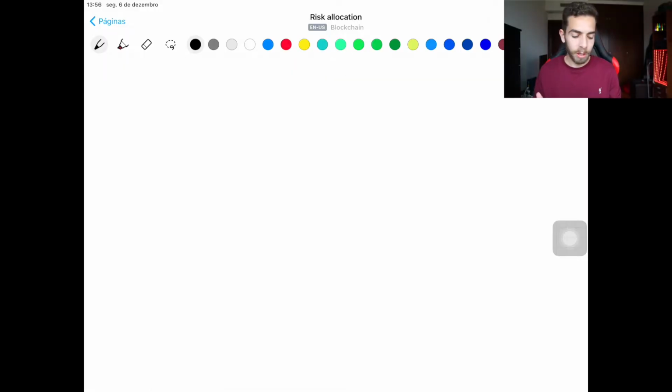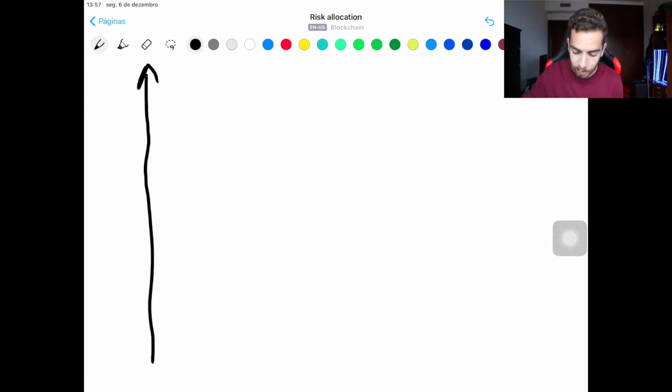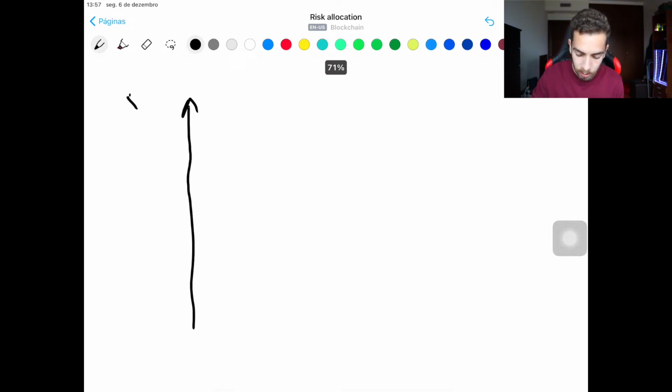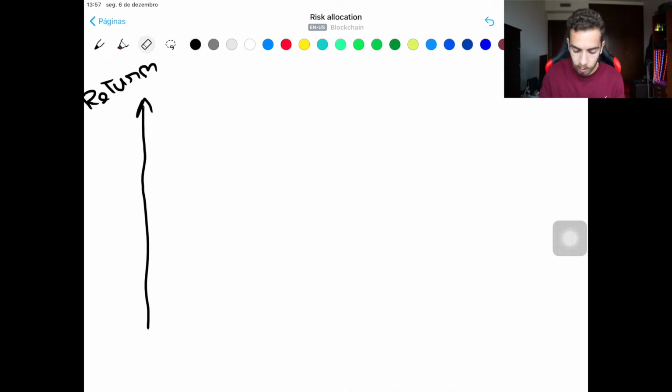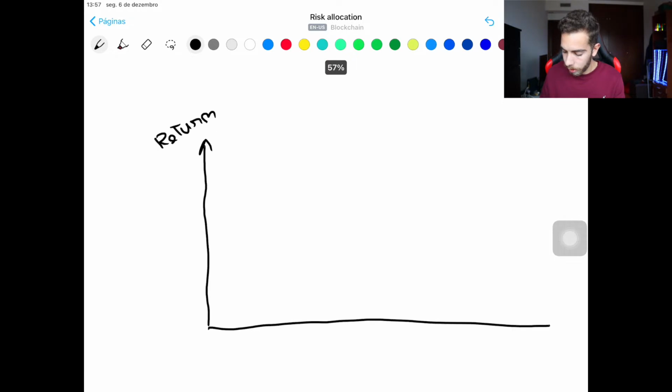But without any further ado, it's time for me to start coming back to my drawing capabilities. And I'm sorry for my handwriting, but this is a really nice concept for you to grasp, and hopefully you can understand what I'm writing here. So this is going to be the y-axis for returns on your investment or your asset, and this line here, actually let me try to make it a bit more horizontal, is going to be the risk.